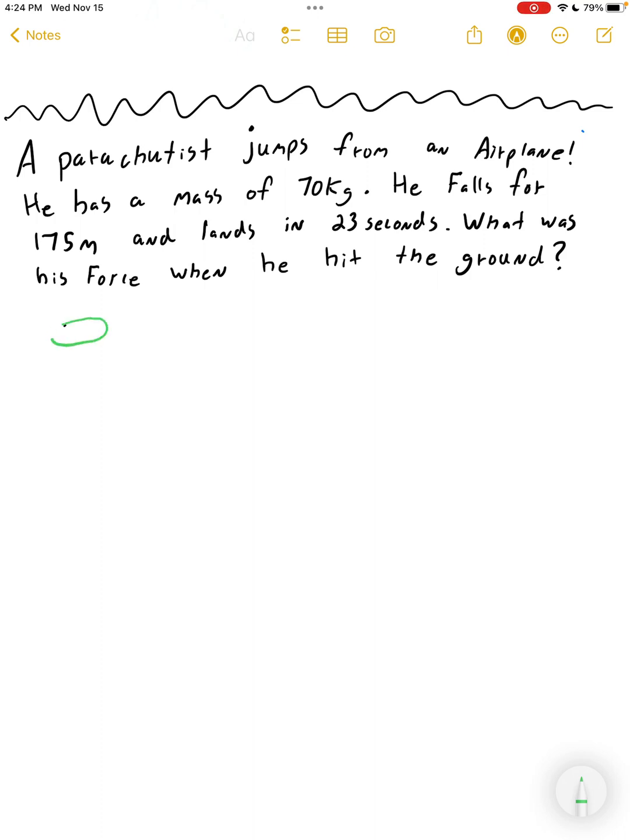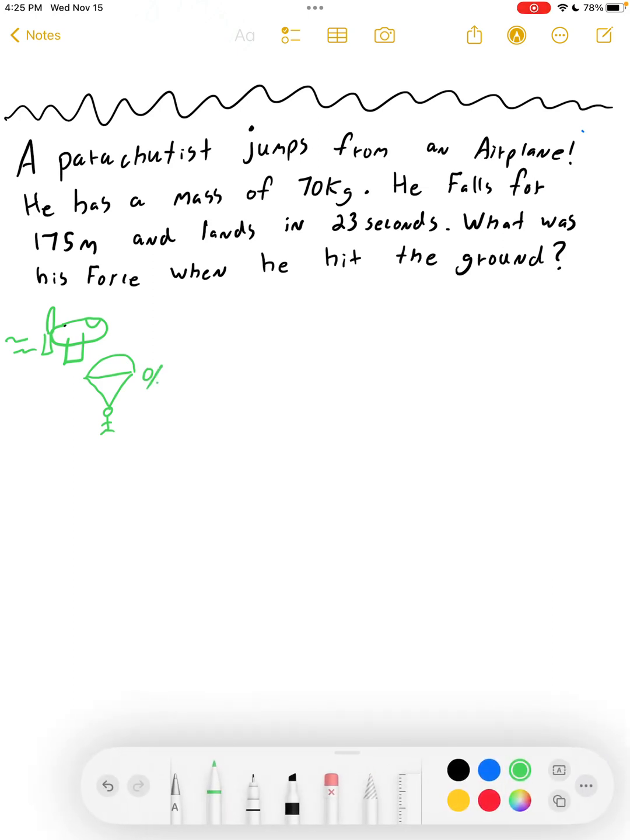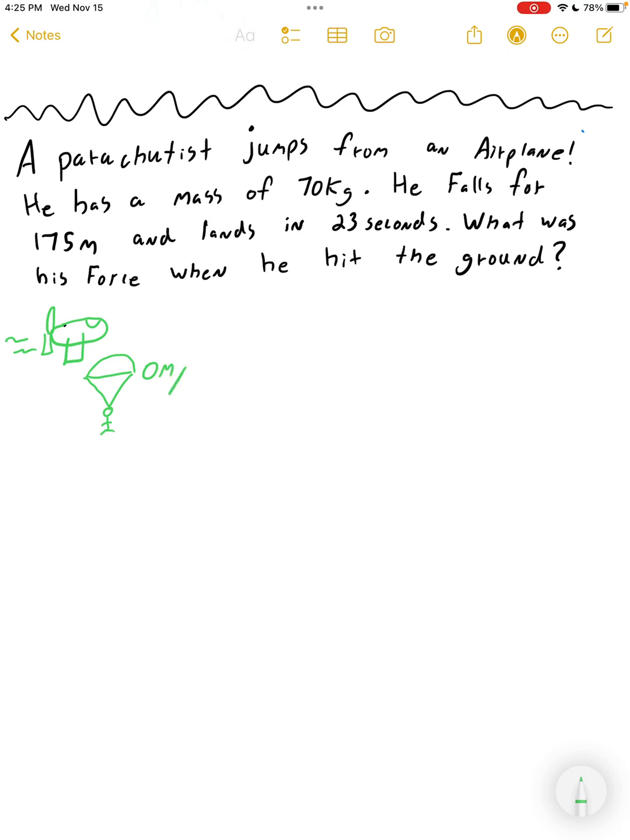All right, so Mr. Bun's art skills here. I got a little airplane. Bun Airlines right there, and it's traveling through the air. Now, he jumps out, okay? And here's our parachutist. And this is his initial velocity, okay? When he first starts, he has a velocity of 0 meters per second. He's starting from rest. Now, he probably has a little bit of forward velocity, a little bit of downward velocity, but we're gonna assume it's at 0 meters per second.